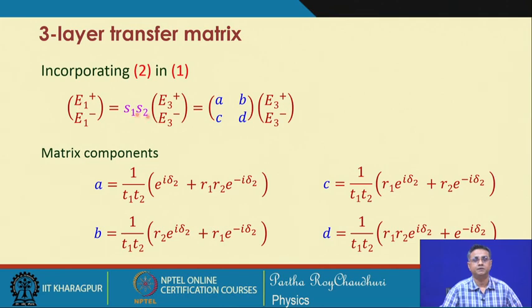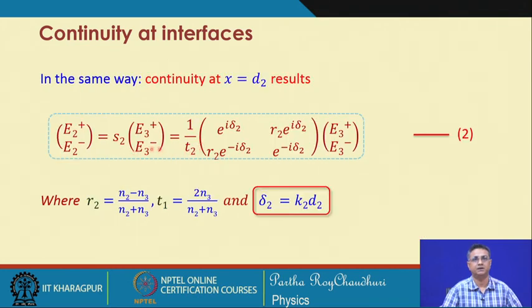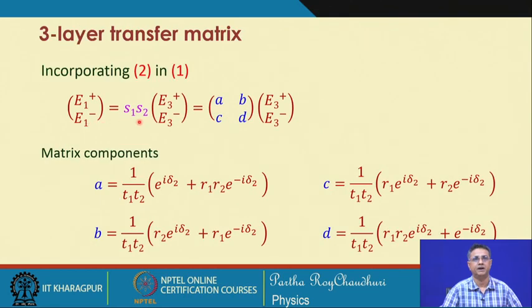Therefore, if I connect both the layers using these two equations, that is, I write in place of E1 plus, E2 plus, E2 minus column vector as this, then we can write this equation in this form: E1 plus, E1 minus can be related to E3 plus and E3 minus through a multiplication of these two matrices S1 and S2.